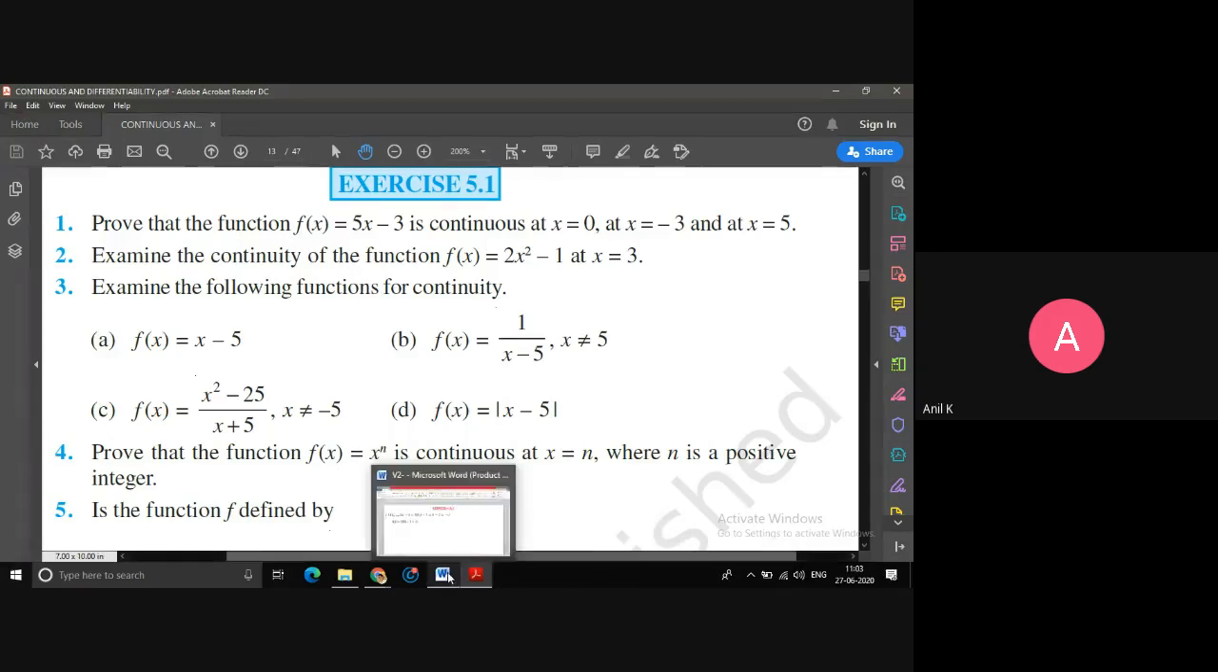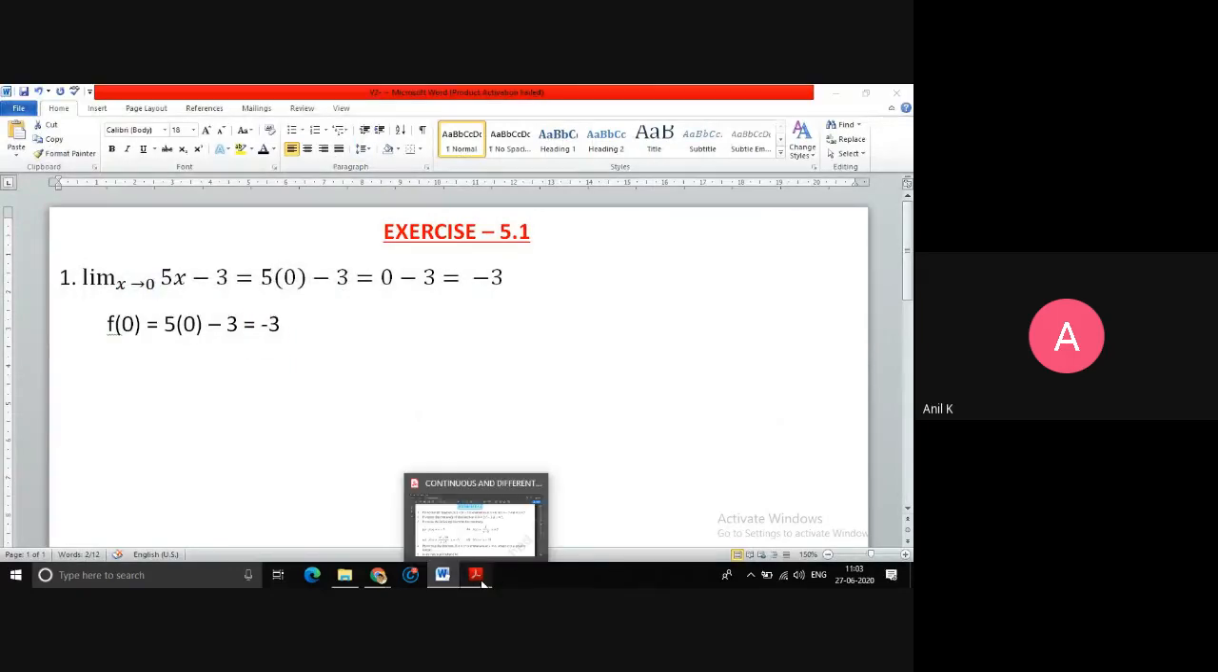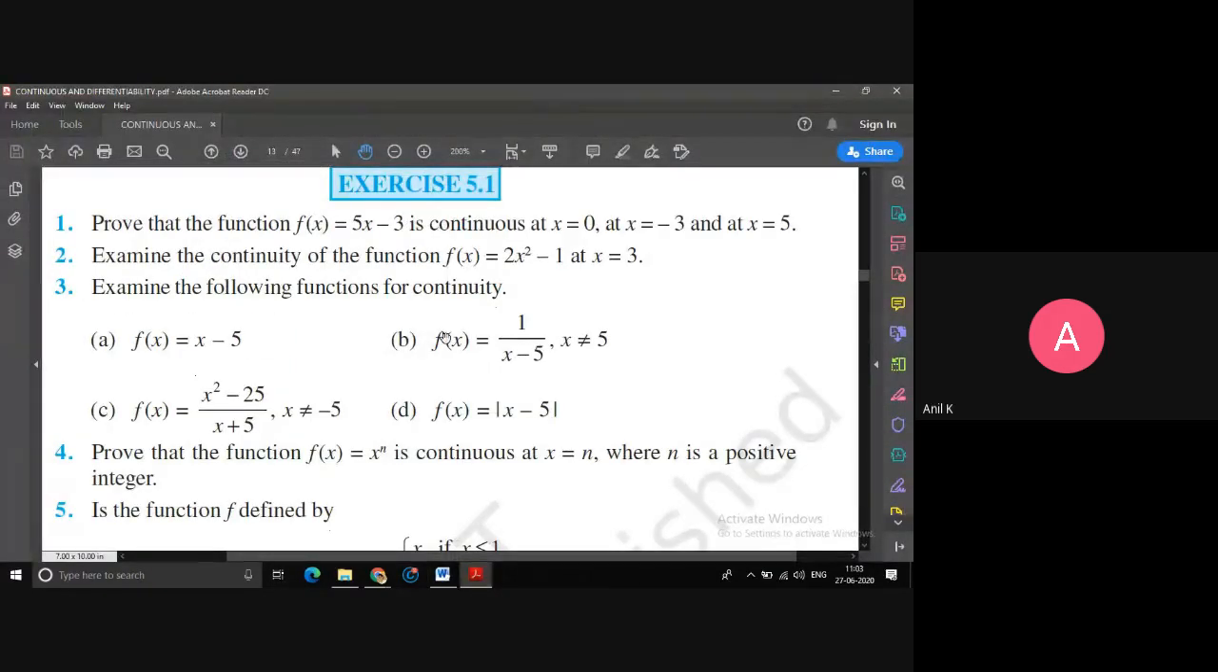You can use this limit method like we did here. Or maybe use that formula. Every algebraic function is continuous, and 5x minus 3 is an algebraic equation. So hence it is a continuous function. So both the ways we can write. So these are 1 mark questions basically.